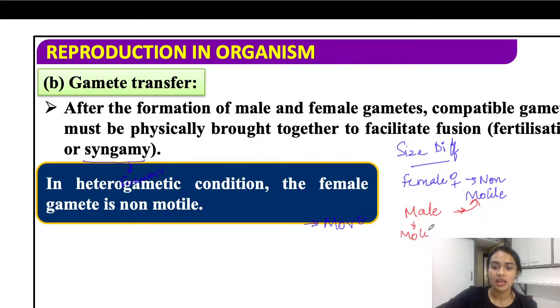Male is motile. This is also why an organism generally produces only one egg, but many male gametes are produced, large in number. That is because they are the ones that have to transfer themselves: complete the locomotion, move to the female, and start the fertilization process. In this movement, most of the male gametes die due to various reasons, and that is why we need a large number so that at least some can fuse with the female.